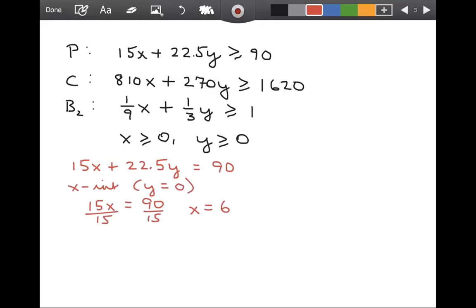And the y-intercept, setting x equal to 0, is 22.5y equals 90. Dividing both sides by 22.5, we are left with y equals 4.